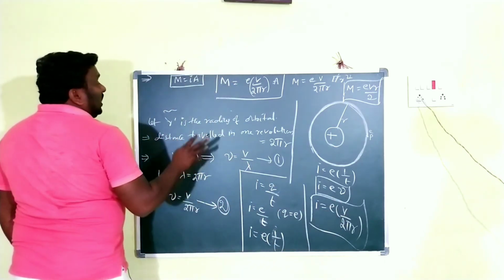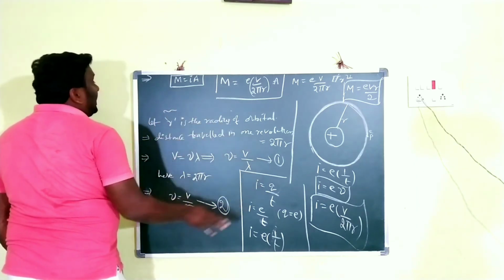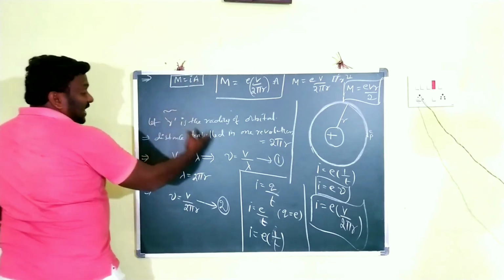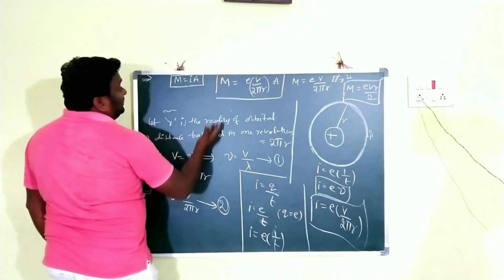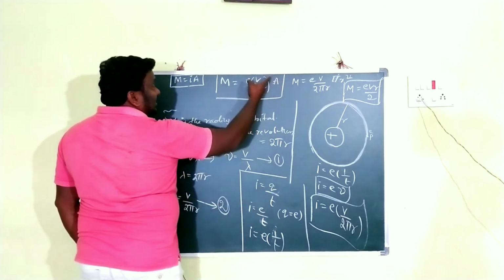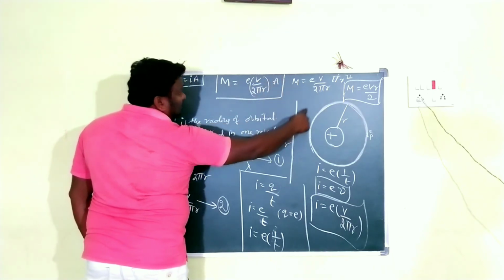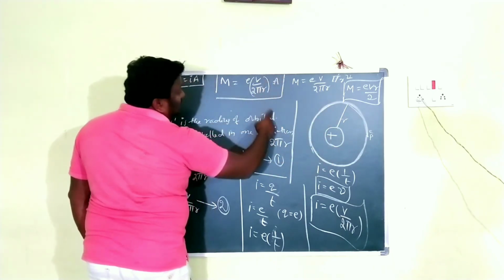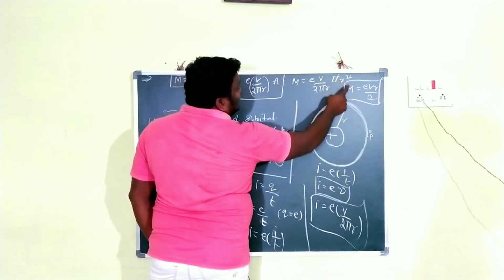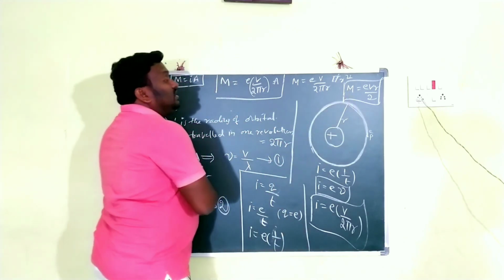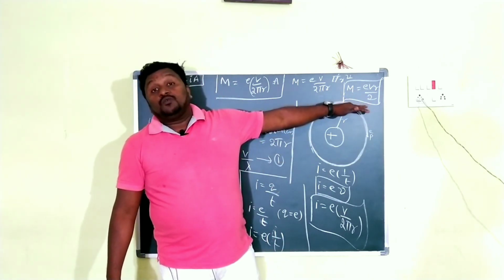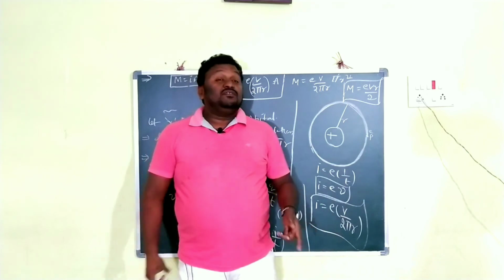After that, children, we already know that the magnetic dipole moment is defined as the product of current and area. That's why M is equals to I into A. We already have the expression for I, so just substitute it. M is equals to E into V by 2 pi r into A. Clear, children? If we consider the orbital as a circular path, its area is pi r square. Then M is equals to E into V by 2 pi r into pi r square. Then what do we get? M is equals to E V r by 2. So this is the expression for magnetic dipole moment of a revolving electron. M is equals to E V r by 2.